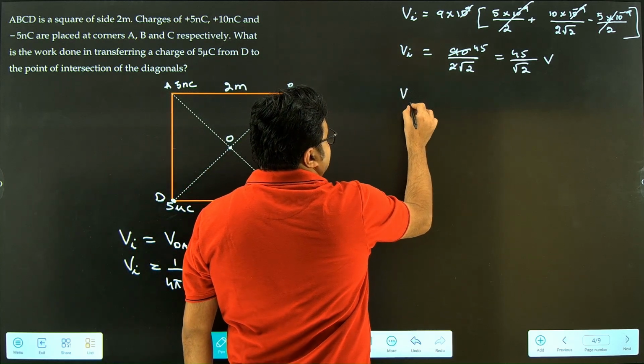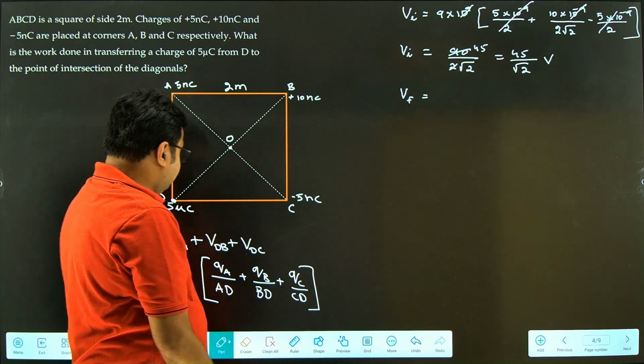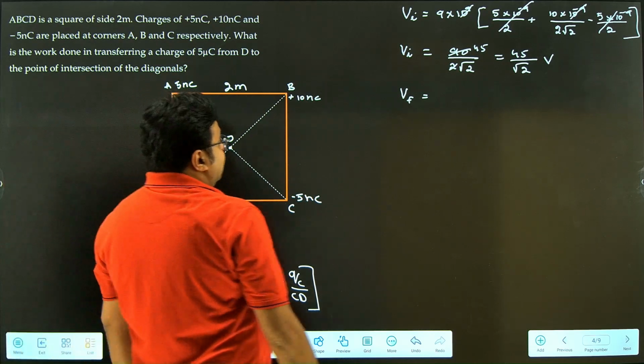Similarly, you can write the potential at the final point. I'm going to skip a couple of steps because we now know how to do it.